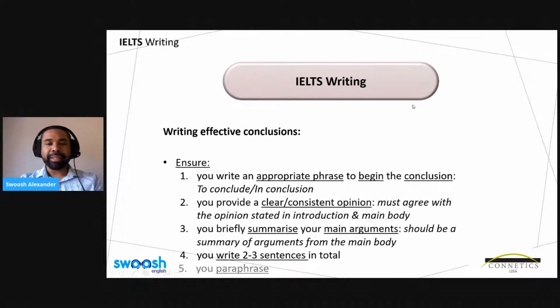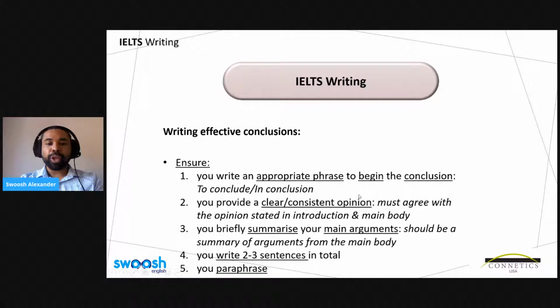So let's have a look in a little bit more detail then at writing effective conclusions. In order to write an effective conclusion, you must make sure that you begin with an appropriate phrase. So examples of this are to conclude or in conclusion. You must also ensure that you provide a clear, consistent opinion. So this is what I was saying before, that your opinion must agree with the opinion stated in the introduction, and also it must agree with the arguments that you make in your main body as well. It must be consistent. Your conclusion should also briefly summarize the arguments that you've made in the main body.